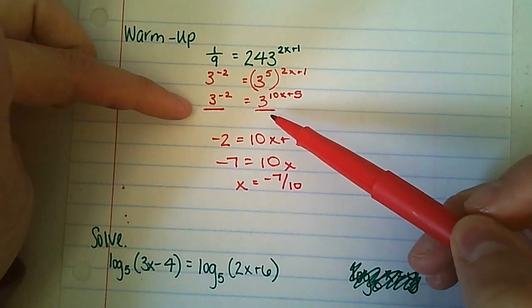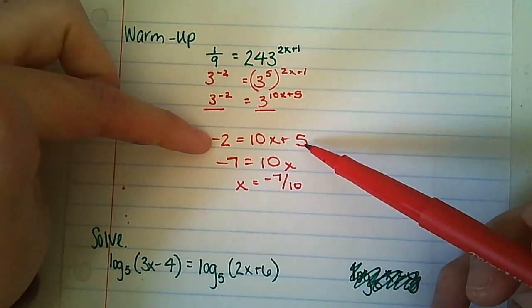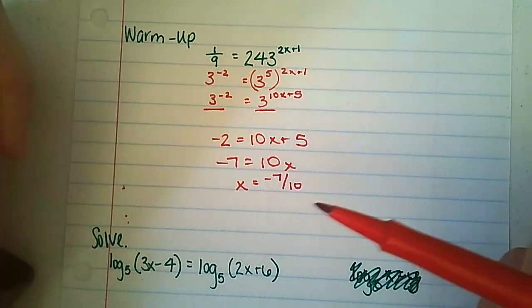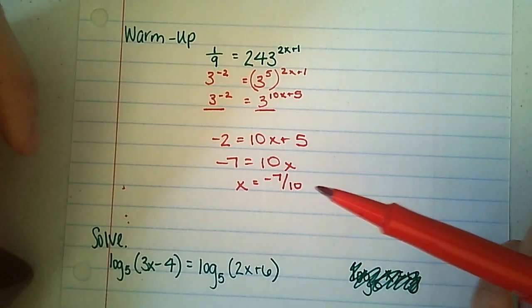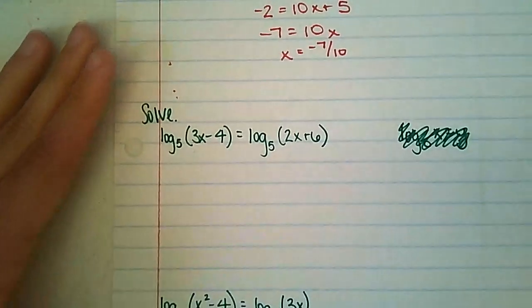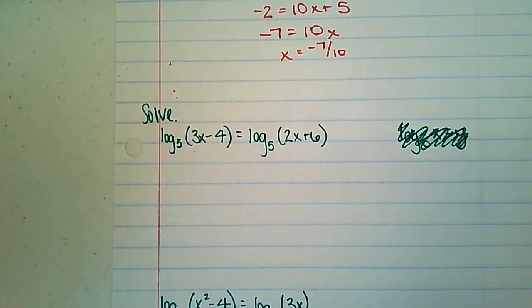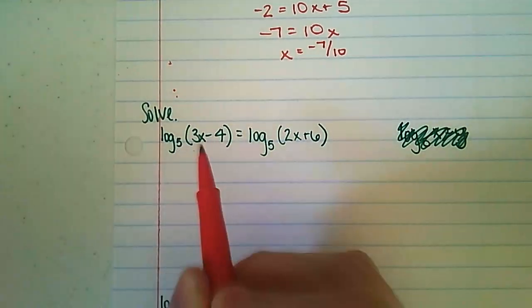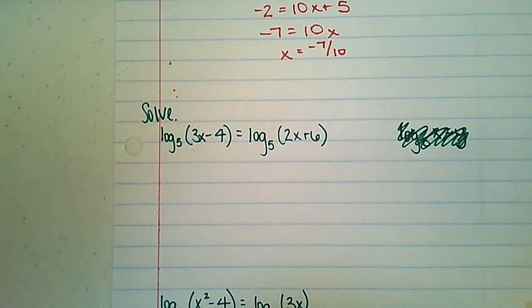And then once the bases were equal to each other, we could set our exponents equal and solve from there. All right. So today, like I said, we're going to be solving logs. Here's the first one we have. So we have log base 5 of 3x minus 4 equals log base 5 of 2x plus 6.